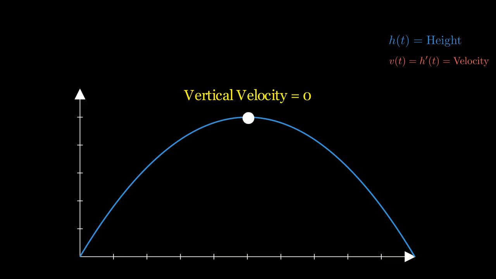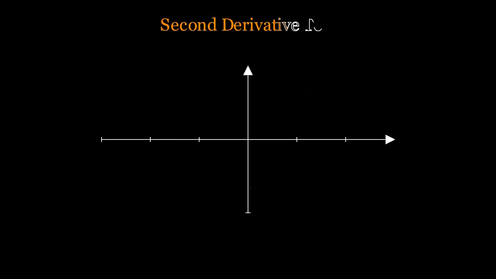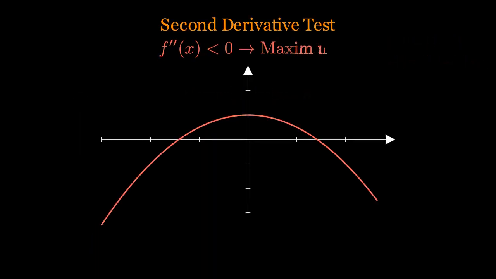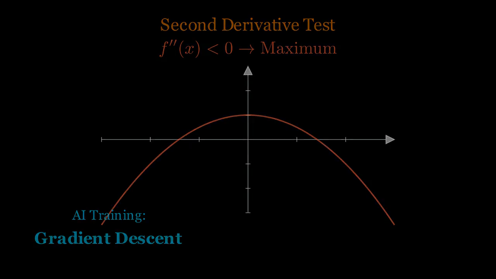However, there is a catch. Finding f prime of x equals 0 only tells us the ground is flat. It doesn't tell us if we are at the top of a hill, a maximum, or the bottom of a valley, a minimum. To distinguish them, we use the second derivative, f double prime of x. If the second derivative is negative, the curve is frowning, concave down, meaning we found a maximum. If it's positive, the curve is smiling, concave up, and we are at a minimum. In data science, this is crucial for gradient descent, the algorithm that trains artificial intelligence by minimizing error.